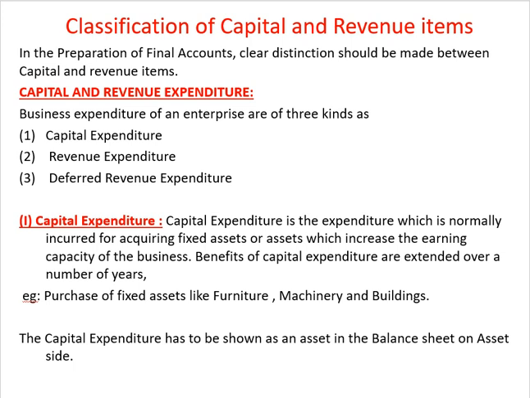Coming to capital expenditure, a capital expenditure is the expenditure which is normally incurred for acquiring fixed assets, or assets which increase the earning capacity of the business. Suppose you are purchasing an asset, that is capital expenditure. Purchasing of fixed assets, machinery and building. In easy layman's language, capital expenditure is nothing but buying an asset today so that you will get earnings from that asset. That is capital expenditure.